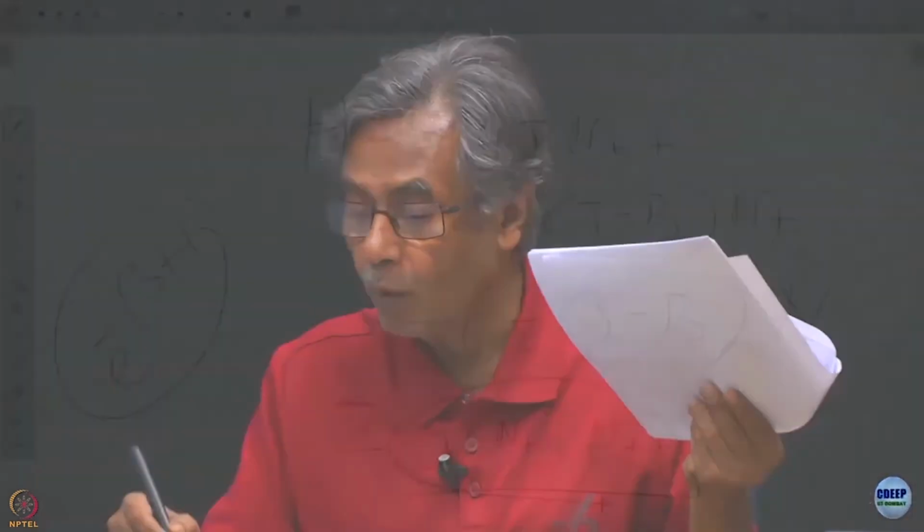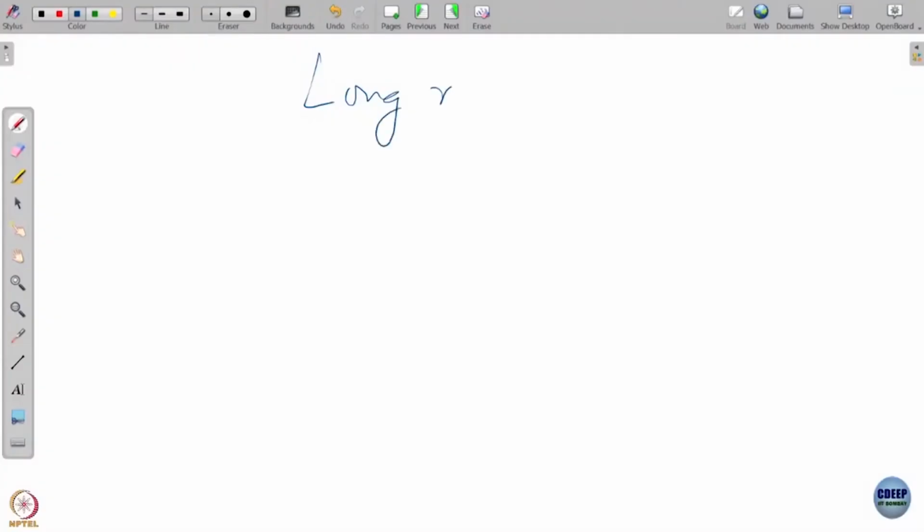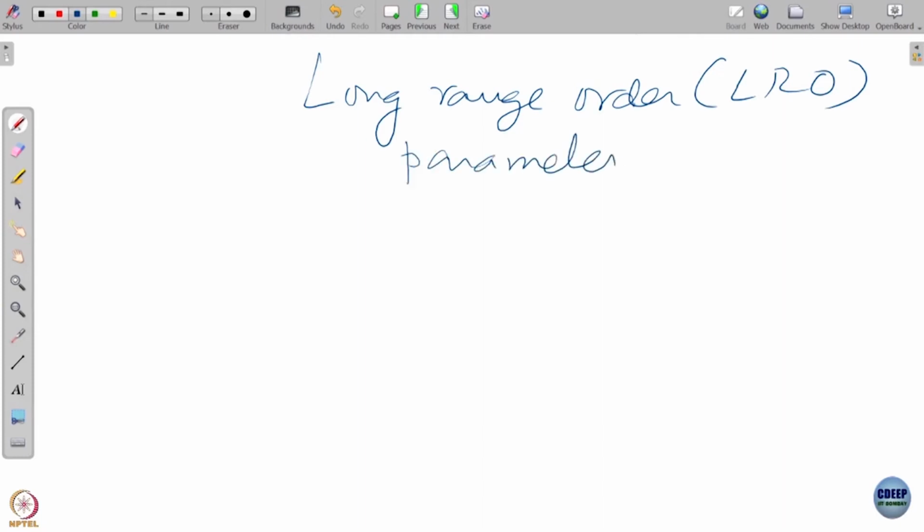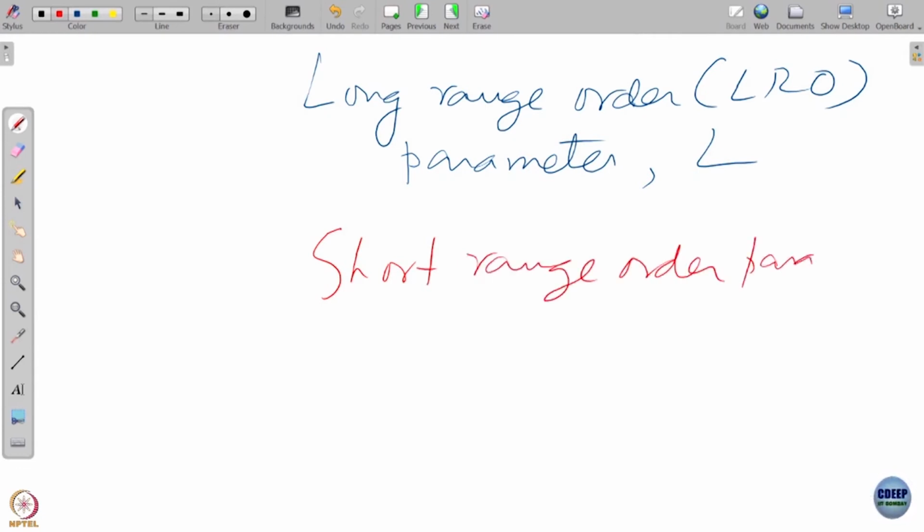Now, I will go one step backward and I will do something really very interesting. So, now I introduce two terms, one is called the long range order parameter, L, and the short range order parameter, S.